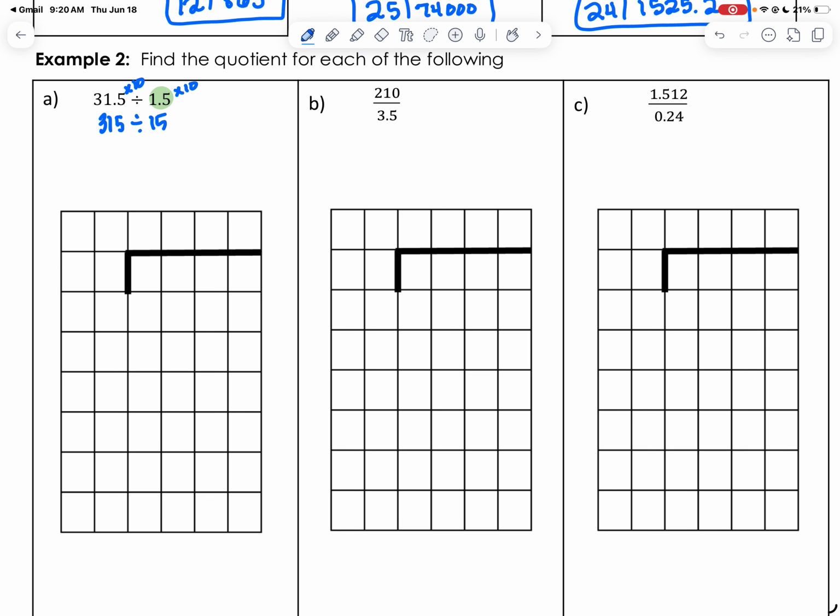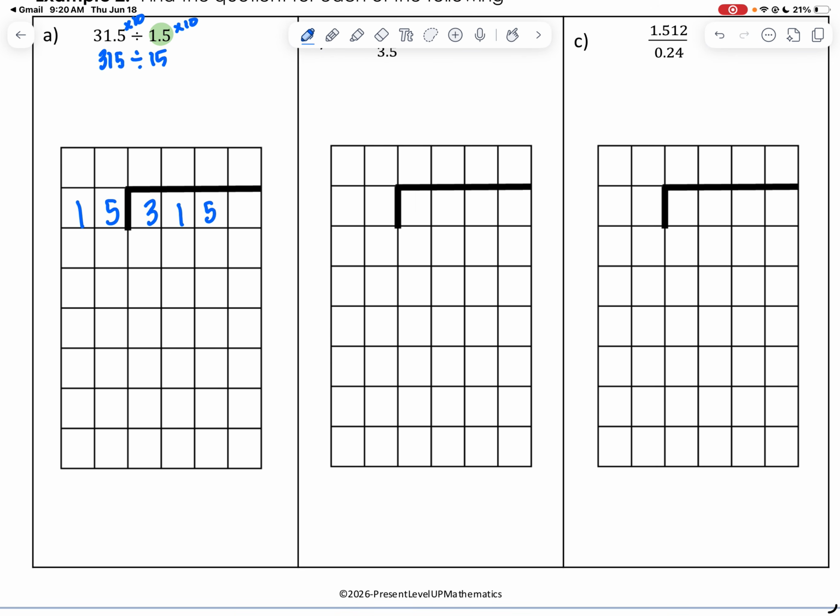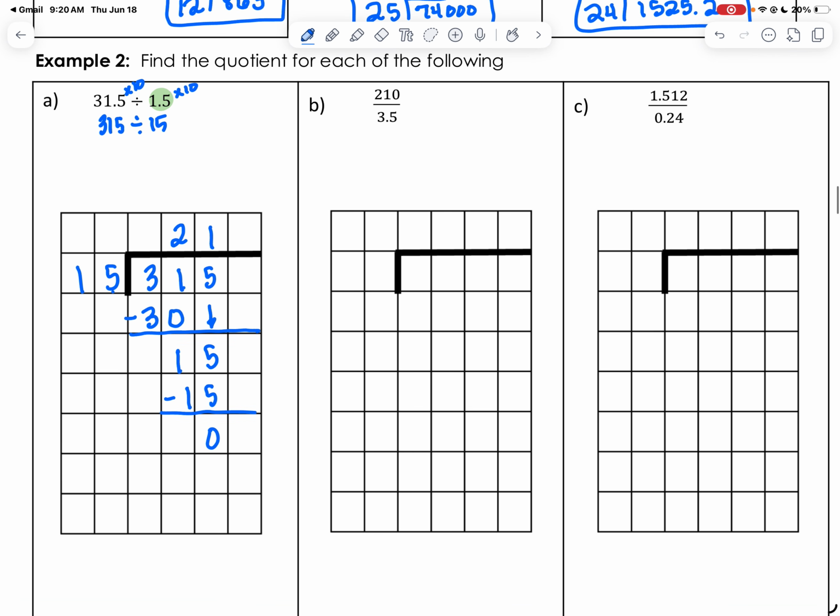So when I set that up as a long division problem, I'll put 15 on the outside, 315 on the inside. All right, so then I'll say 15 does not go into 3, but 15 goes into 31 two times. So 2 times 15 is 30. Subtract. 31 minus 30 is 1. And bring down. And 15 goes into 15 one time. 1 times 15 is 15. Subtract, we get a remainder of 0. So 31.5 divided by 1.5 is 21.